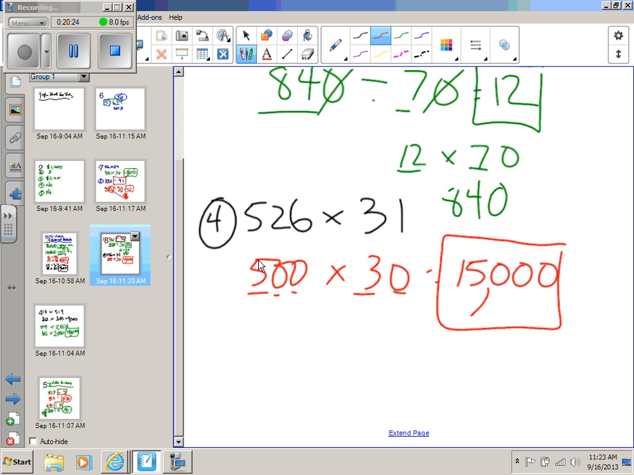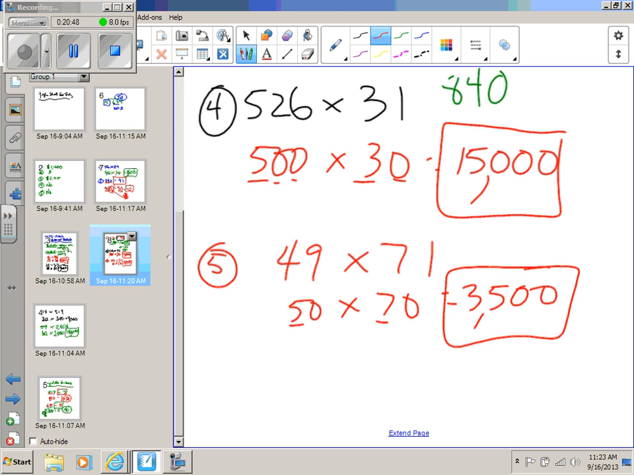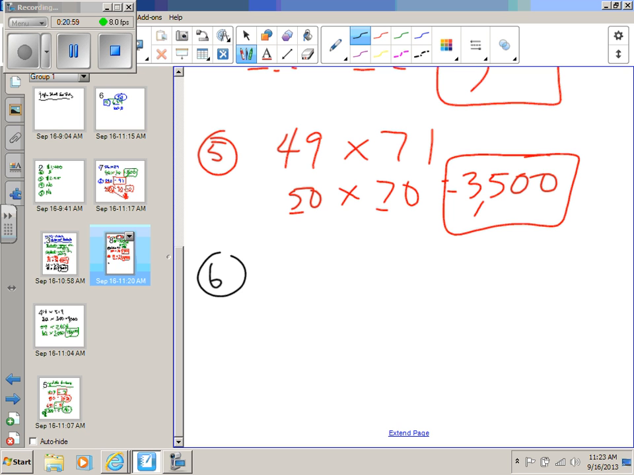All right, one more. Well, we can do 5 right now. It's easy. 49 goes to 50. 71 goes to 70. 5 times 7 with 2 zeros. 3,500. You all agree that the multiplication is a little bit easier to handle, right?